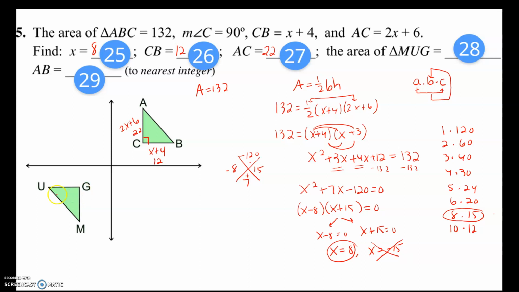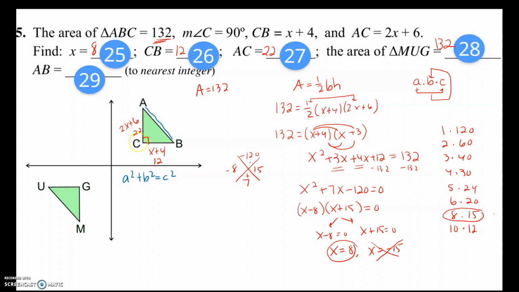The area of MUG, well, I know that these guys are congruent. They told me so earlier, which means I'm going to have the exact same area as this guy right here. So the area of MUG is going to be 132 as well. And now to figure out what my AB is, I want to figure out this guy. Well, I have a right triangle and I want to figure out the missing side of a right triangle. I'm going to use my Pythagorean theorem for this. So I'm going to get my a squared plus b squared is equal to c squared, my hypotenuse squared.